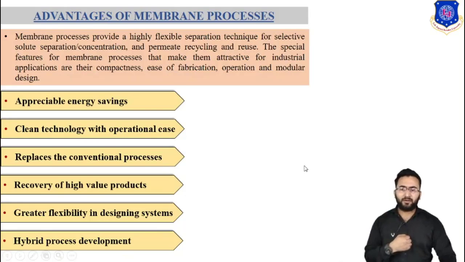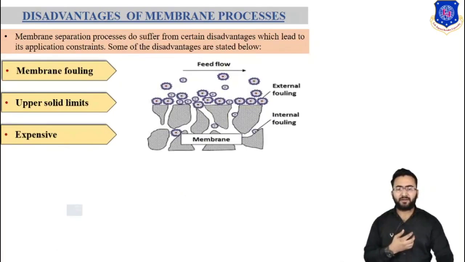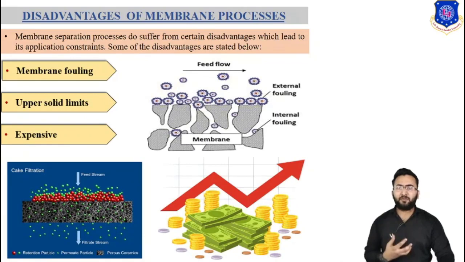Now let's talk about the various disadvantages of the membrane separation process. Membrane separation processes suffer from certain disadvantages which lead to application constraints. Some of the disadvantages are membrane fouling, upper solid limit, and expensiveness of membranes. Membrane fouling is a problem in membrane separation processes. Contaminated feed increases the rate of membrane fouling, especially for the hollow fiber module.